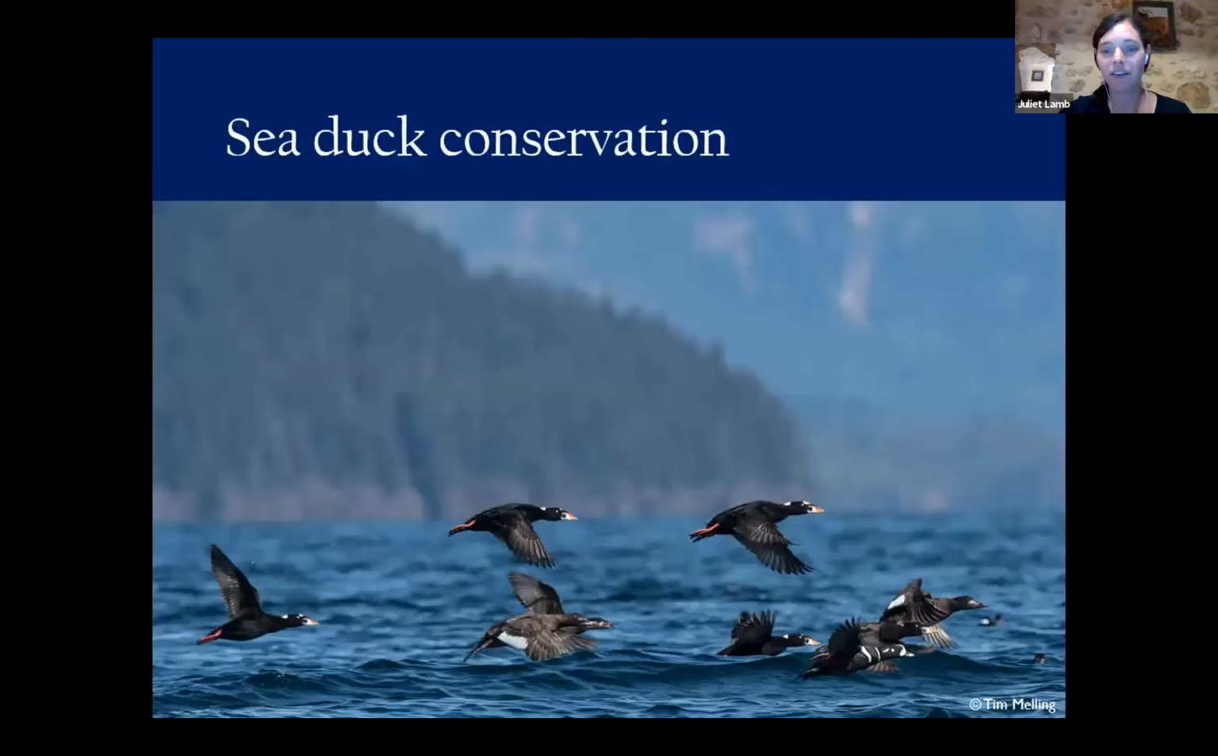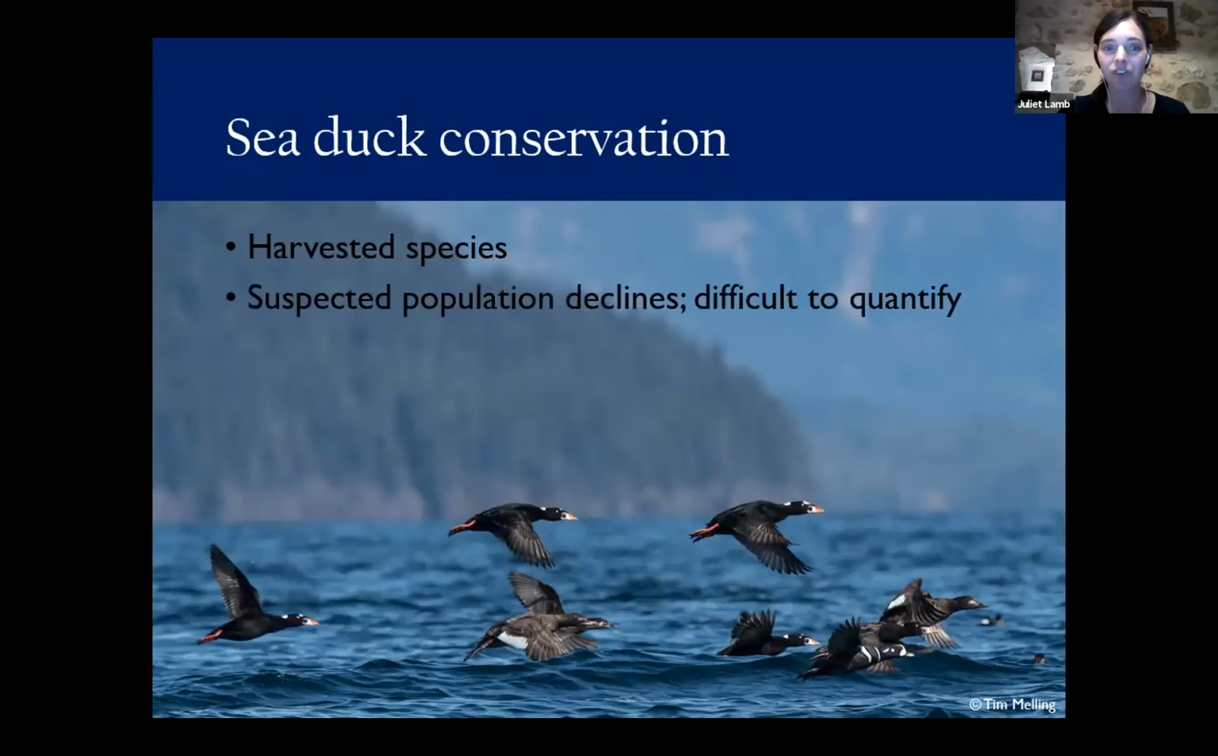So to get into the specific sea duck example, the interest of looking at sea duck movement and interconnectivity is that mainly the sea ducks are harvested species. So there's an interest in understanding how harvest is affecting different segments of the population. At the same time, they're very difficult to study and difficult to quantify because they breed in remote Arctic sites and they winter in the ocean. So they're never really in areas where they're particularly accessible or visible.